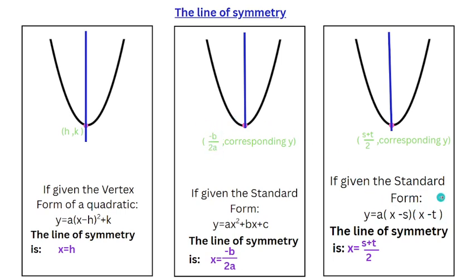This is not the standard form, this is the factor form. We get the h from s plus t over 2, and this is what I want here, and I will call this line x equals the number.